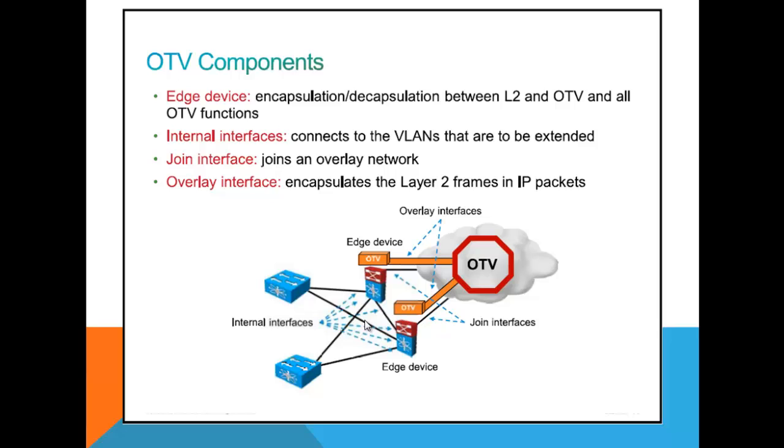Now, OTV components. We have the edge device. These two switches are edge devices. And we have the internal interface, which is local to the LAN. Then we have the join interface. The join interface is the interface that connects to the cloud. We have the overlay interface. The overlay interface is the interface that we create, called interface overlay, which encapsulates the layer 2 frame into IP packets.